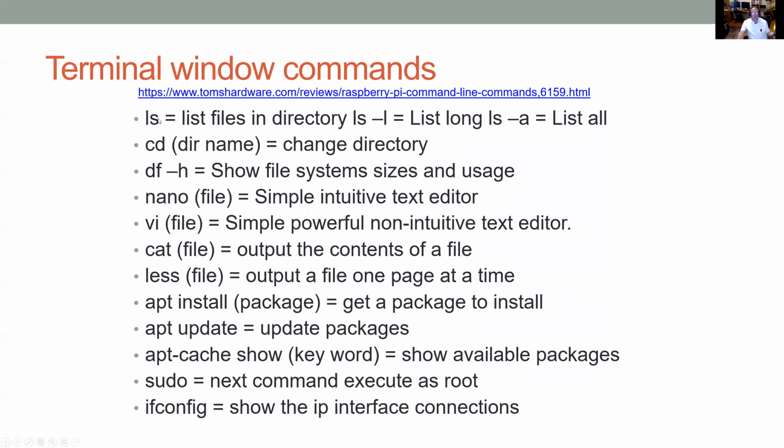ls is sort of the directory listing. cd is how to change directories. df, and I particularly like df -h, tells you how much space you still have on your system. And this is very useful if you have a smaller SD card. You can see how much is left.